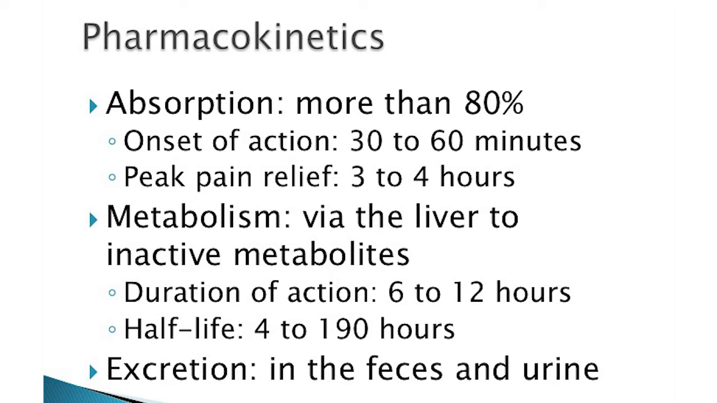Methadone is metabolized by the liver to inactive metabolites, which makes it safer for use in patients with kidney disease, where things like morphine might not be the best choice. Its duration of action is 6 to 12 hours, and its half-life has been reported all over the map, anywhere from 4 to 190 hours, which is not only long but also extremely variable. This isn't because sources can't agree on what the half-life is, it's because the half-life differs so much from person to person. Finally, methadone is excreted mainly in the feces, which is unlike any other opioid, and then to a lesser extent in the urine.